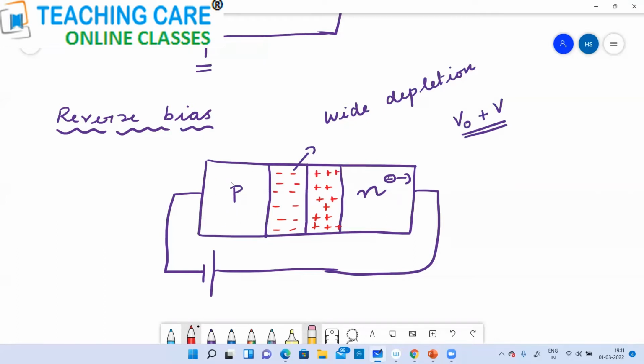In P, the minority carriers will be the electrons. The electrons start moving towards this positive. And holes from here will start moving, very few. When the minority carriers are crossing the junction, what is it called? Drift. This drift current is called leakage current or reverse current.